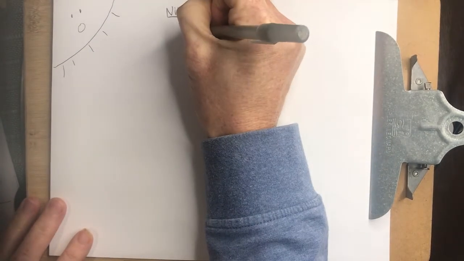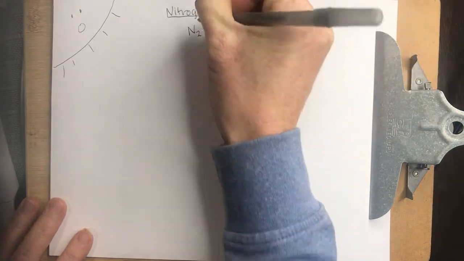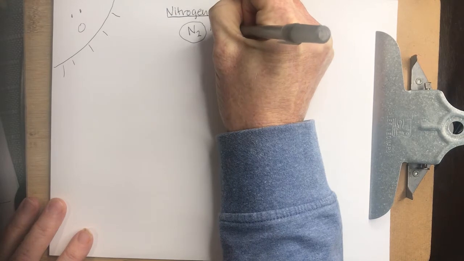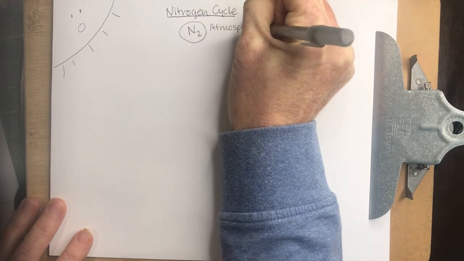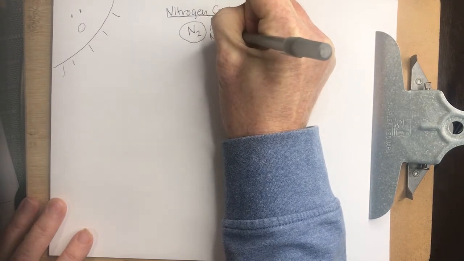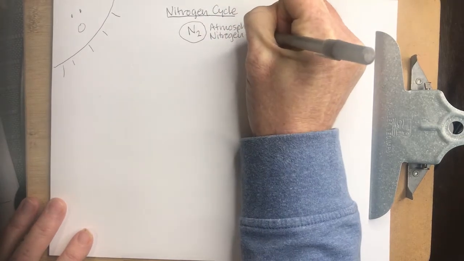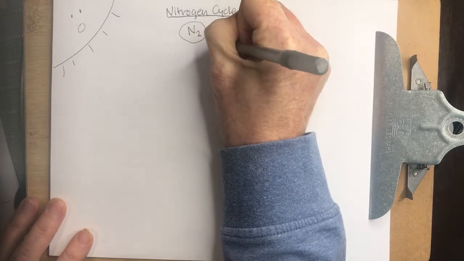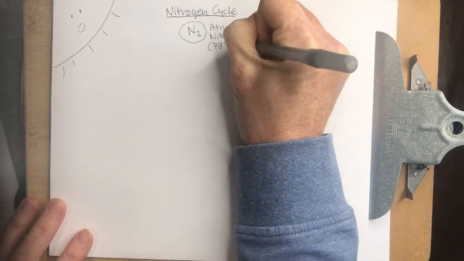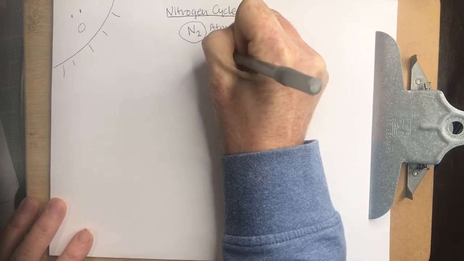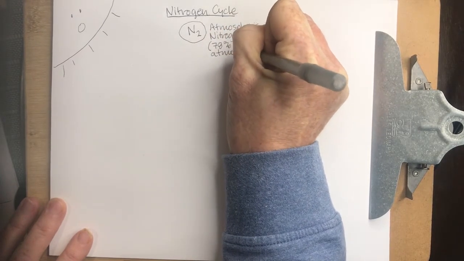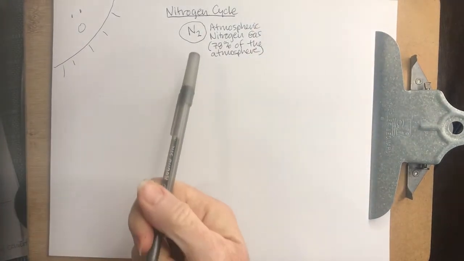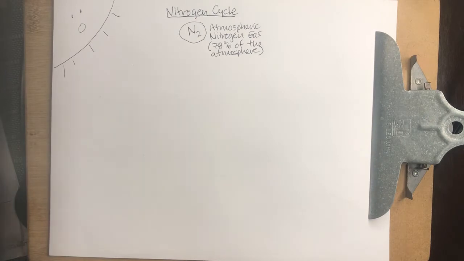So atmospheric nitrogen is written as N2. This is atmospheric nitrogen gas, and it is the most plentiful gas in our atmosphere. It makes up 78% of the atmosphere. The interesting thing about that is nitrogen is an essential part of all living things. However, N2 is a form that is not usable by most living organisms.